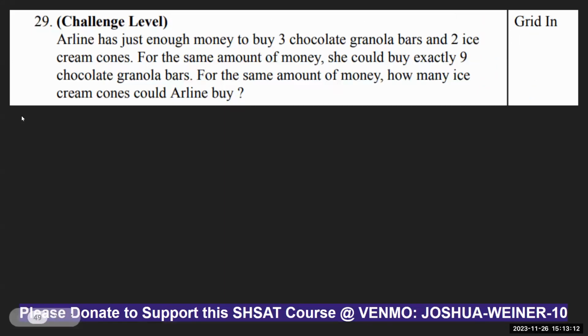Haha. Number 29. Arlene has just enough money to buy 3 granola bars and 2 ice cream cones. Let's draw it.